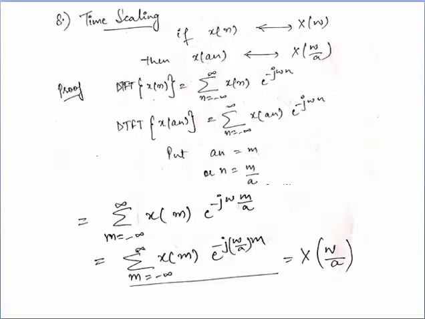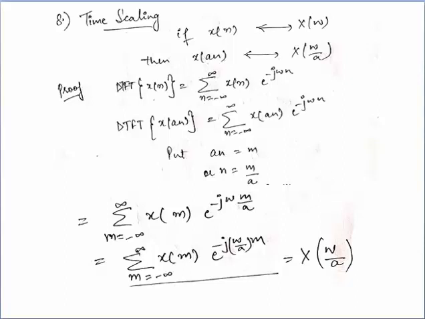Last property of DTFT is time scaling. In time scaling, again, if x(n) has DTFT X(omega), then x(an) has DTFT X(omega by a). To prove it, first write down the formula of DTFT. DTFT of x(n) is equal to summation n tends to minus infinity to infinity x(n) e raised to power minus j omega n.